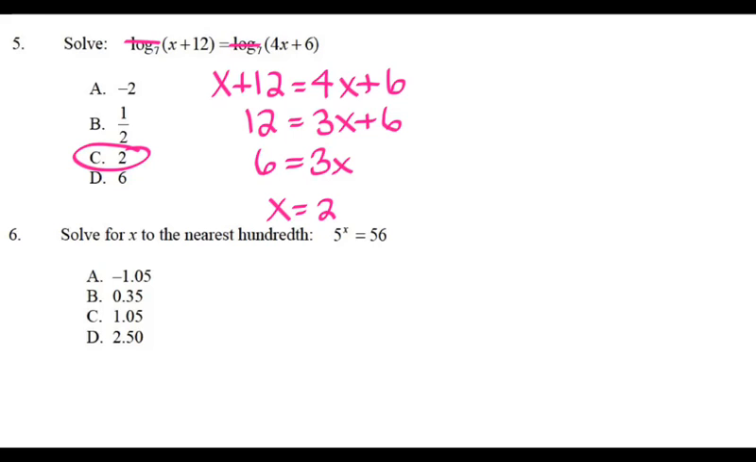Number 6 is an exponential equation, but you cannot get them to the same base. 56 can never be broken down into 5s. So what you can do is you can take the log of both sides to bring that x down. So I'm going to go ahead and take the log of both sides. So that'd be log of 5 to the x equals 56.